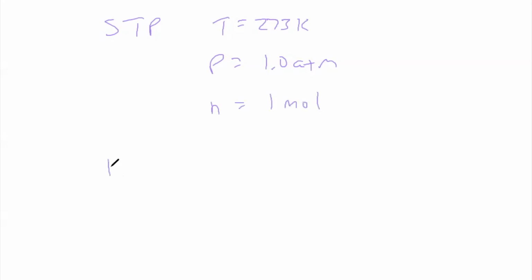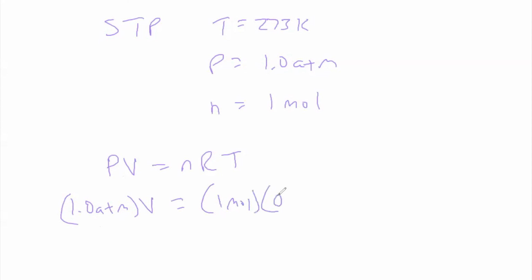So we look at the equation that gives you these, PV equals nRT, and plug in the values that we know. We know pressure is 1 atmosphere. Volume is the unknown. n is 1 mole. R is the gas constant. If you look it up in your book, you'll see that's 0.0821 liters times atmospheres over moles times Kelvin, times the temperature 273. And you can just solve for volume at that point.